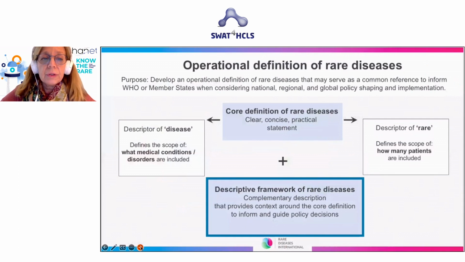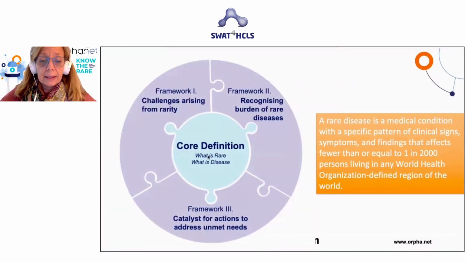So the thing was to say, what is a disease and what is rare? And then explain how it impacts the rare disease community. And the conclusion of that, to make a long story short, is that we have the core definition that you see here. A rare disease is a medical condition with a specific pattern of clinical signs and symptoms and findings. So it is a clinical definition.